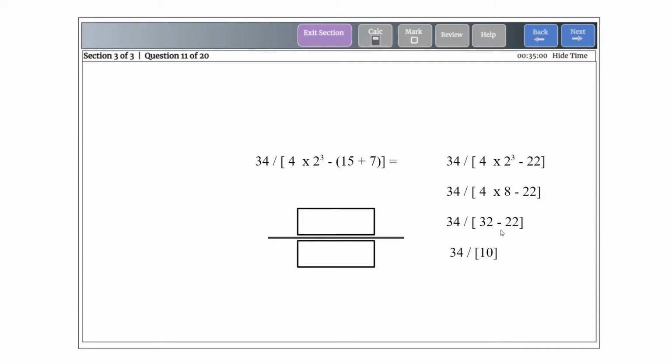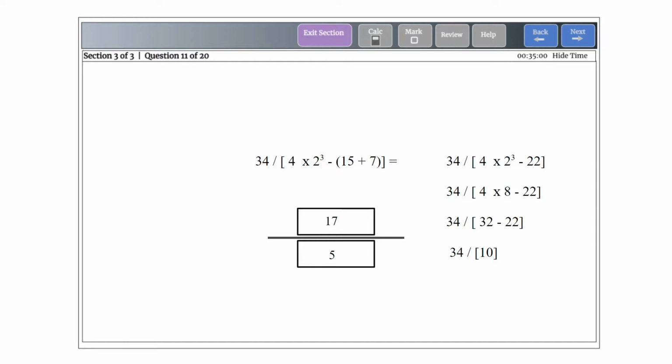And then we're looking for addition or subtraction, 32 minus 22, which just gives us 10. So now we can go to the very outside and say the correct answer must be 34 divided by 10. So we would put in 34 over 10. Now, some of you might have reduced it down to 17 over 5, which is also fine. If you'd put that in, that'd be the correct answer.